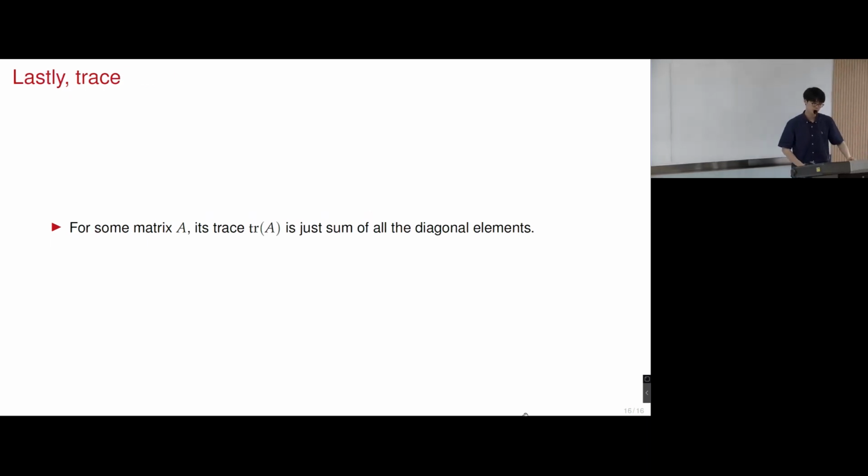Moving on to the last part. Trace. I'm just going to explain what trace is, literally the definition, in case you see it. Trace is just the sum of all diagonal elements. So if you have a matrix like 1, 2, 3, 1, 2, 1, 1, 0, and someone asks you the trace of this matrix, by definition it's just the sum of the diagonal elements. So it should be 3.